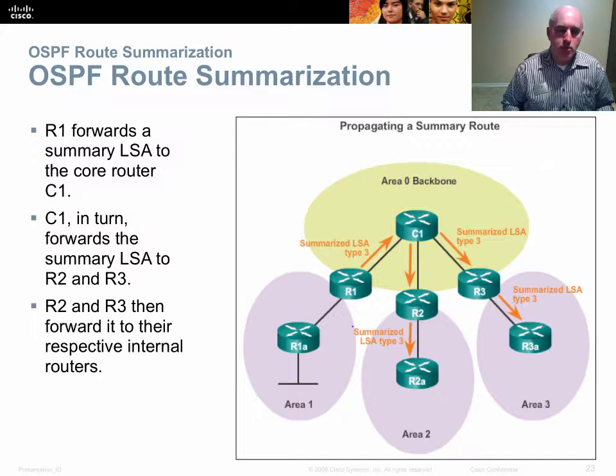Okay, let's talk about propagating a summary route. So there's auto-summarization in OSPF where routes can be auto-summarized. You can also manually summarize routes, and you can go in and enter manual route summaries that are used to summarize the routes within an area. And those are usually more accurate if we manually do it.